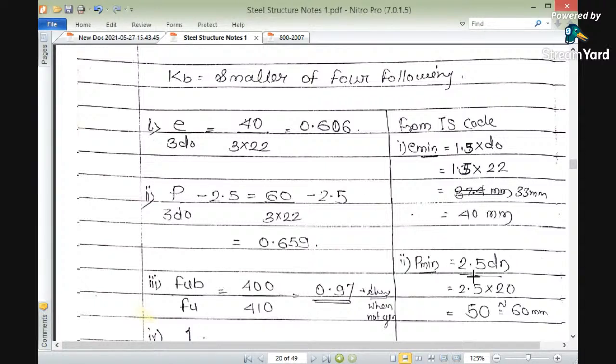What is the minimum pitch value? 2.5 times the diameter of bolt, that is 50. We can take this as approximately 60. Here 33 was there, we have taken approximately 40. This is a design problem, so we can take approximate values also.